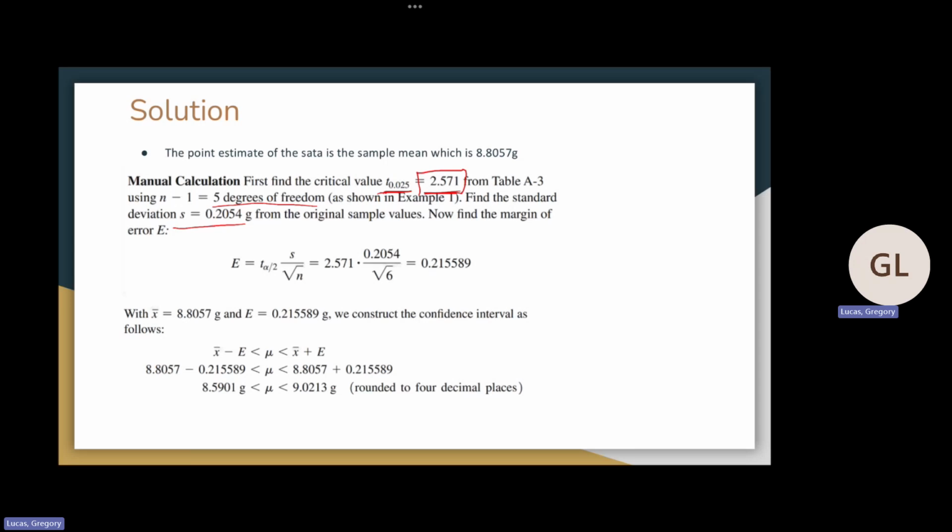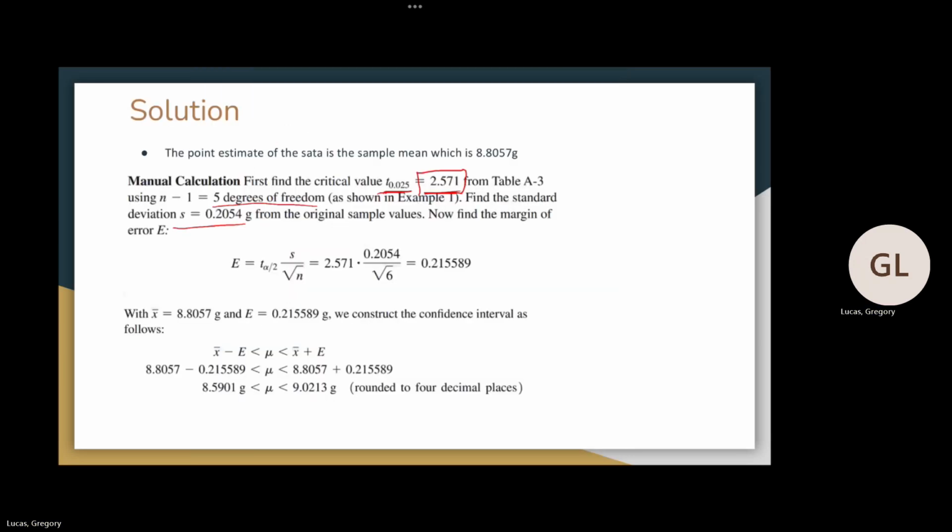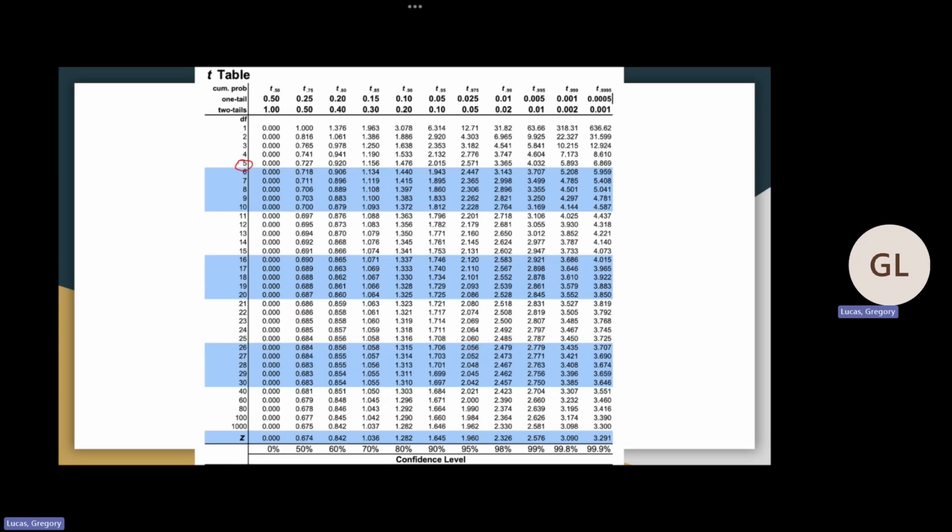But if we want to use our table, we're going to start by using our degrees of freedom. That's the left column. However many the sample is, which our sample is 6, we subtract 1. So we're going to look at the row with 5. But then we have to match up what we're looking for. We want the t critical value for 0.025. So here's 0.025, and then we match it up. We should get 2.571.